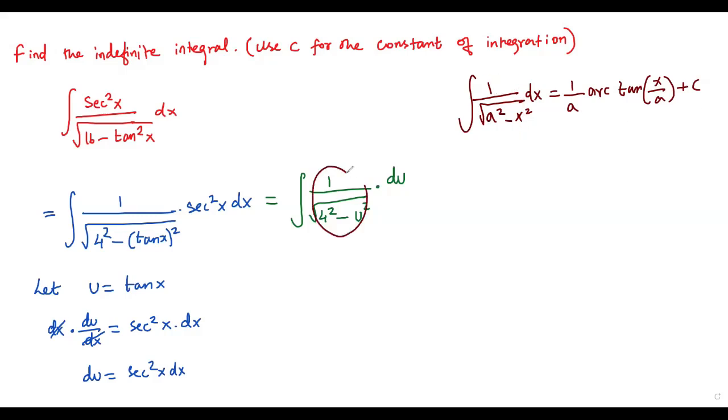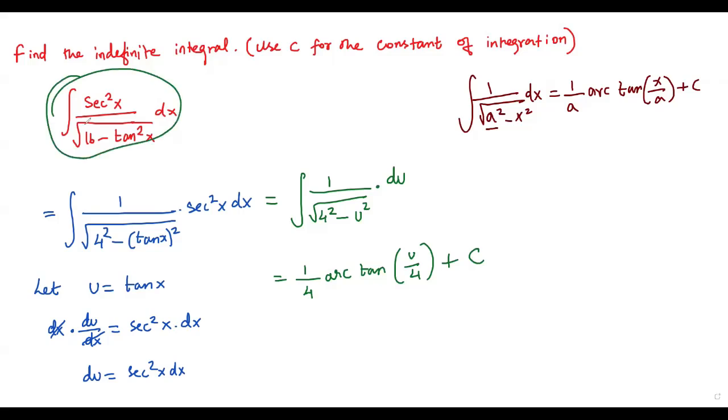Now let me consider the function we have over here. It's exactly in this form. So at the place of a, we have 4. At the place of x, we have u. So in this formula, we have to plug in 4 for a and u for x. Now let me continue over here. So 1 over a, for a we can take 4, times arc tangent u over 4. That is, for x I just plug in u, and for a, I plug in 4 positive. So constant of integration c.